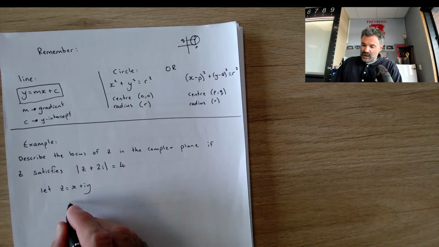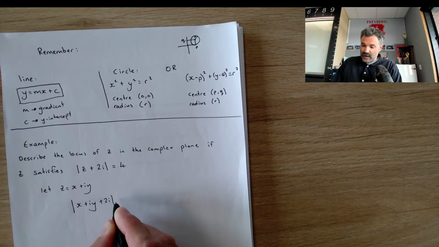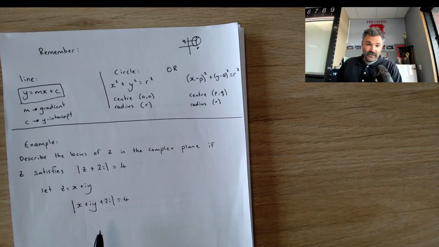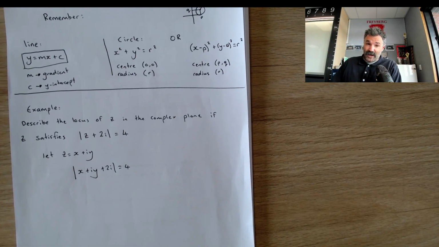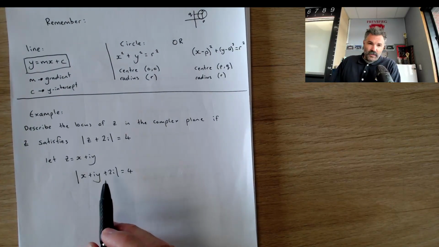We're going to substitute it in, so it's the modulus of x plus iy plus 2i is equal to 4. They're really asking for all the points that satisfy the condition that when I add 2i to the complex number and find the distance to the origin, it equals 4. What points satisfy that condition? It's hard for our brains to visualize exactly what's going on here, but really I'm thinking about a distance to the origin question where it's been moved a little bit.